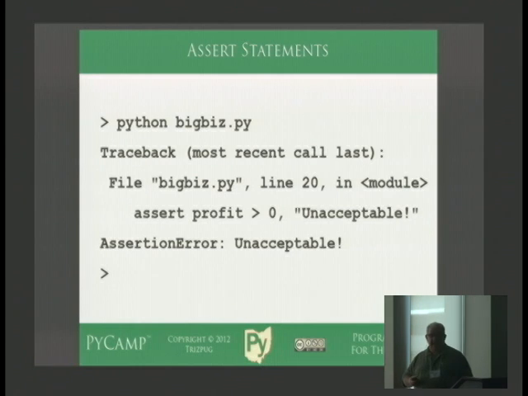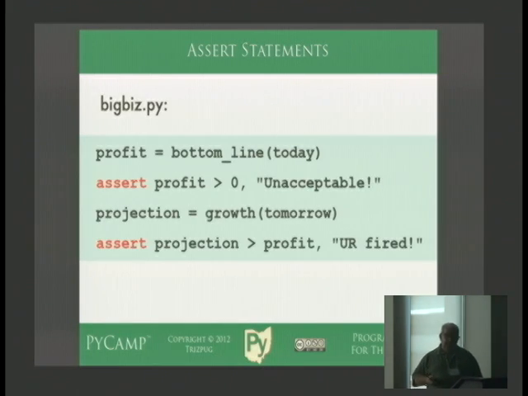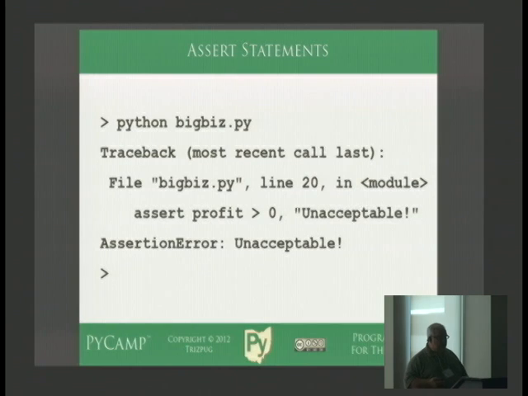In that case, we should be able to run Big Biz. And it's going to come to that very first assertion statement. When I call the bottom line function and take its return value and bind it to the identifier profit, I'm going to test, with the assert statement, the value bound to profit. And if it is not greater than 0, then I had better raise an assertion error and say that's unacceptable. And that's exactly what occurs when we run this script, because it's going to get back a profit of negative 1 million, which is not greater than 0. And so an assertion error is raised with the unacceptable message.